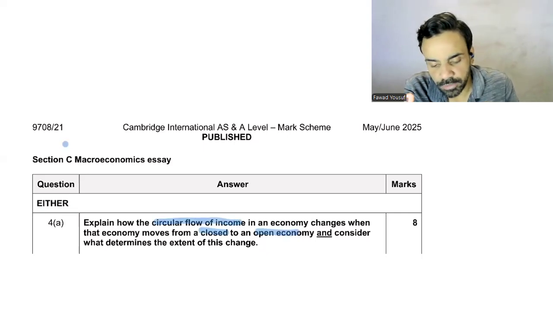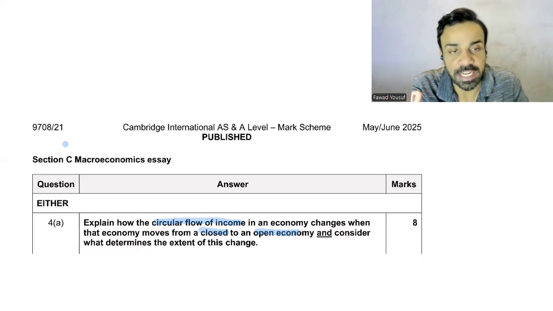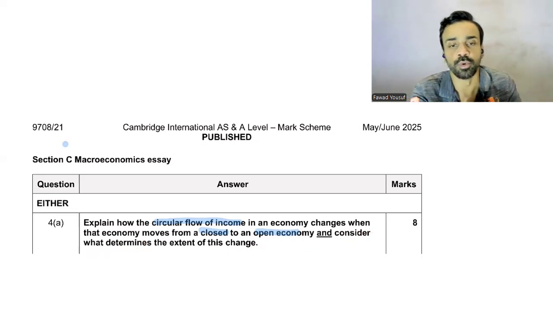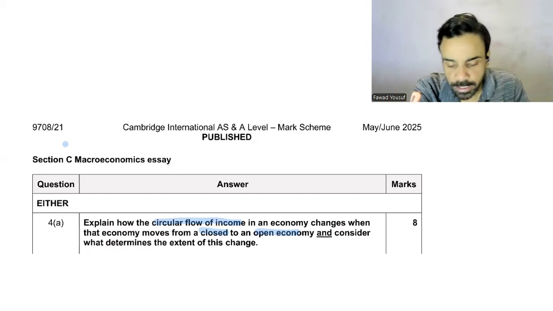And then the second part of the question is, and consider what determines the extent of this change. Meaning when you are going from closed to open, how open are you going and what determines that?